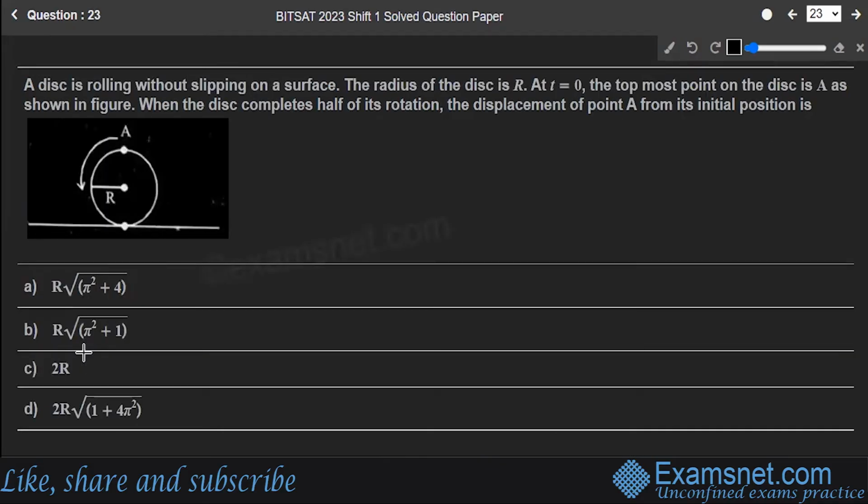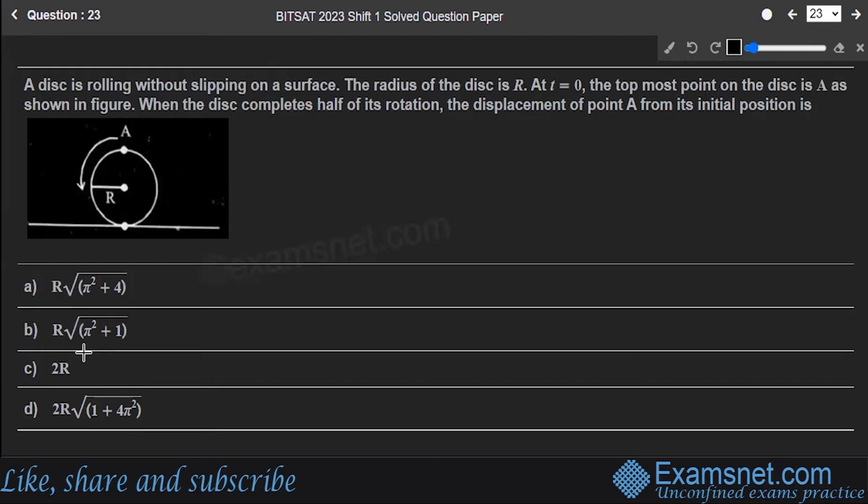A disk is rolling without slipping on the surface. The radius of the disk is r. At t equal to 0, the topmost point on the disk is A, as shown in the figure. When the disk completes half of its rotation, the displacement of A from its initial position is.